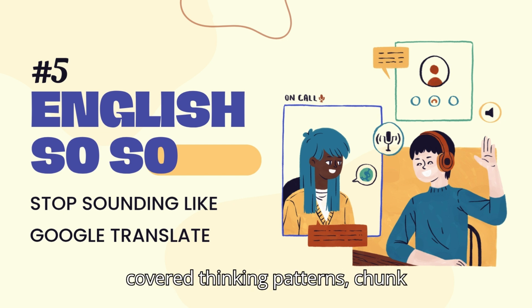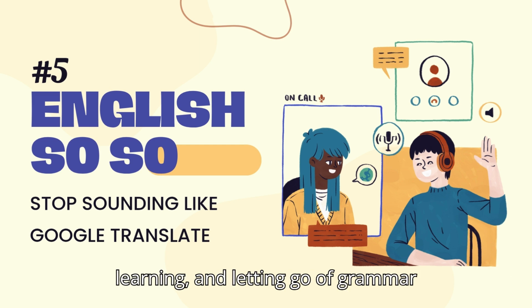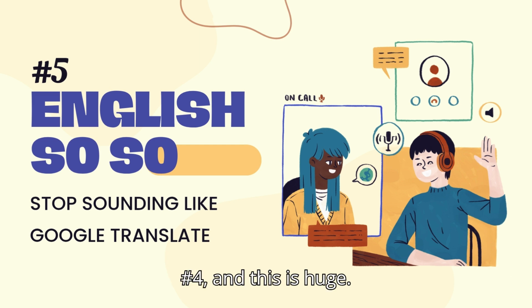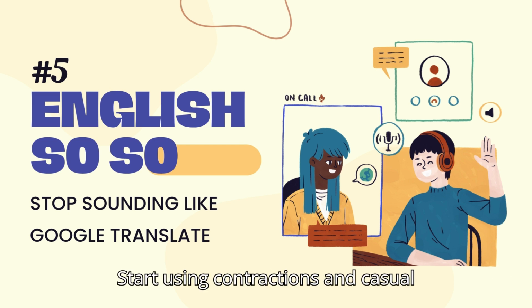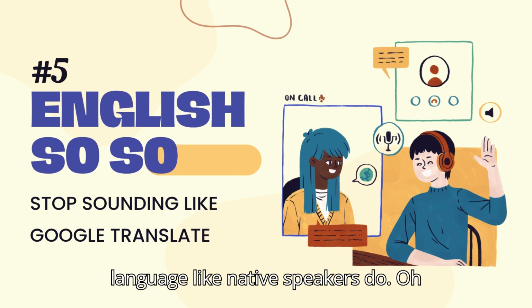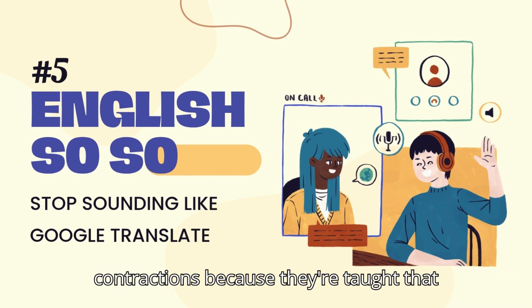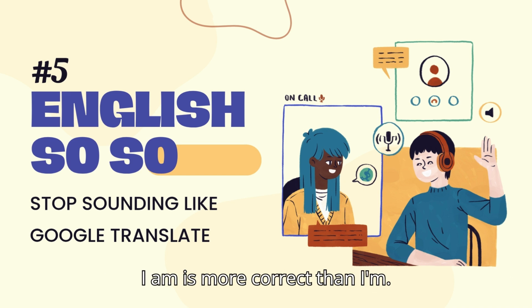Okay, so we've covered thinking patterns, chunk learning, and letting go of grammar perfectionism. What's next? Tip number 4, and this is huge, start using contractions and casual language like native speakers do. Oh, yes. English learners often avoid contractions because they're taught that I am is more correct than I'm.